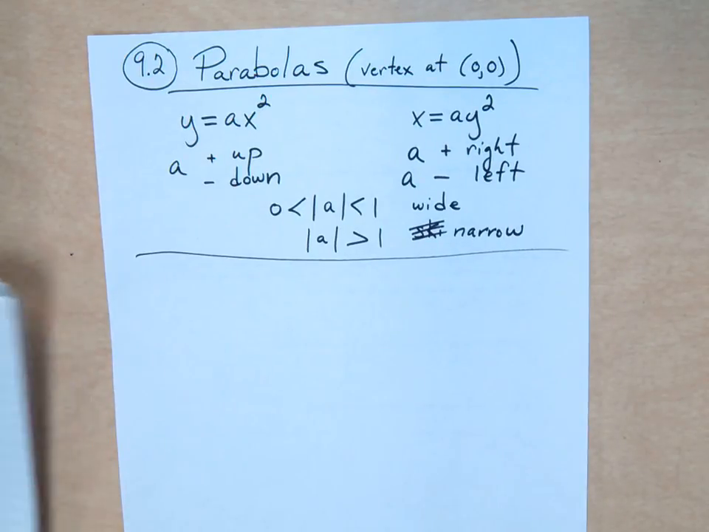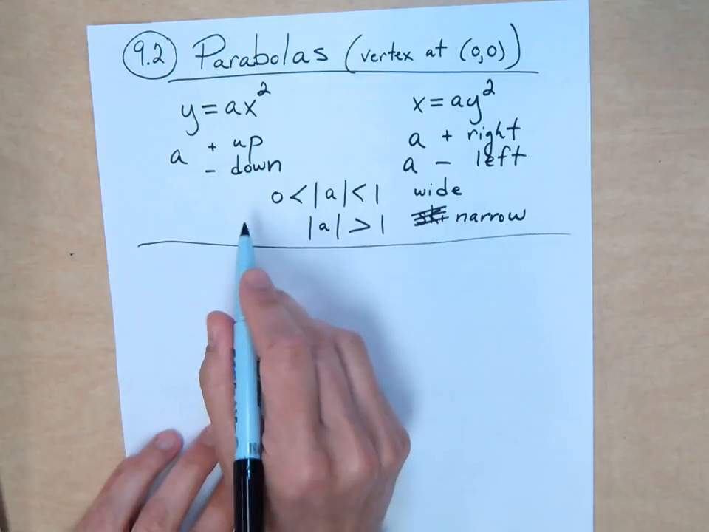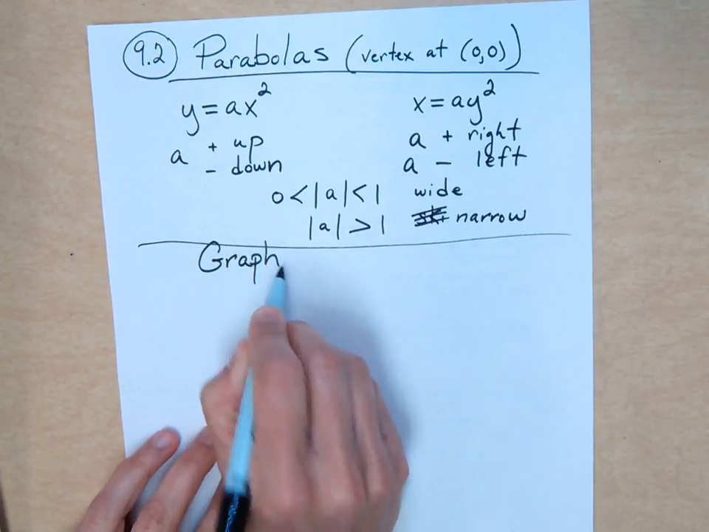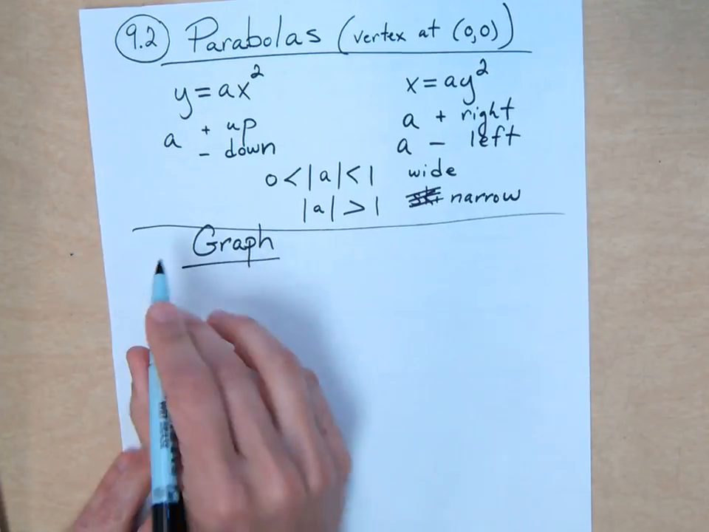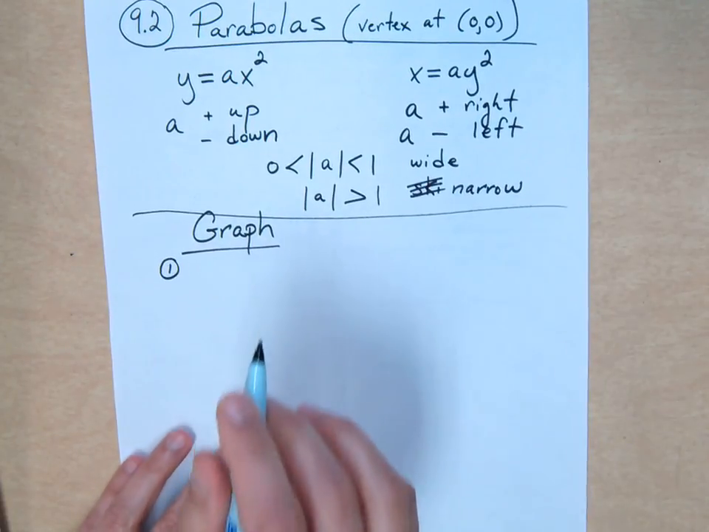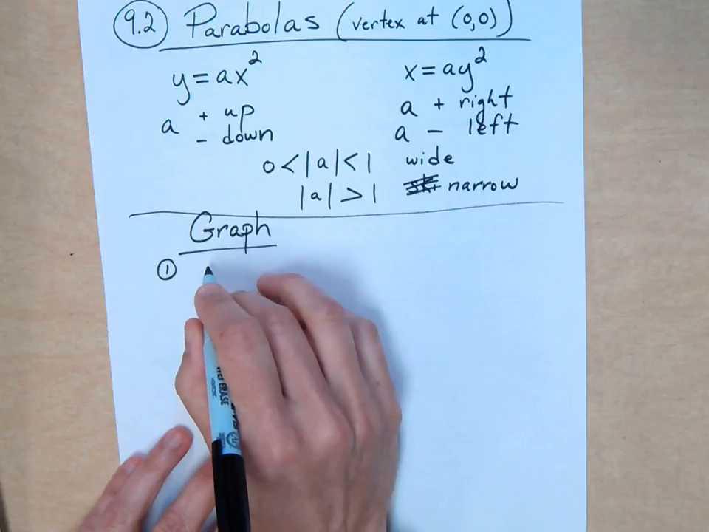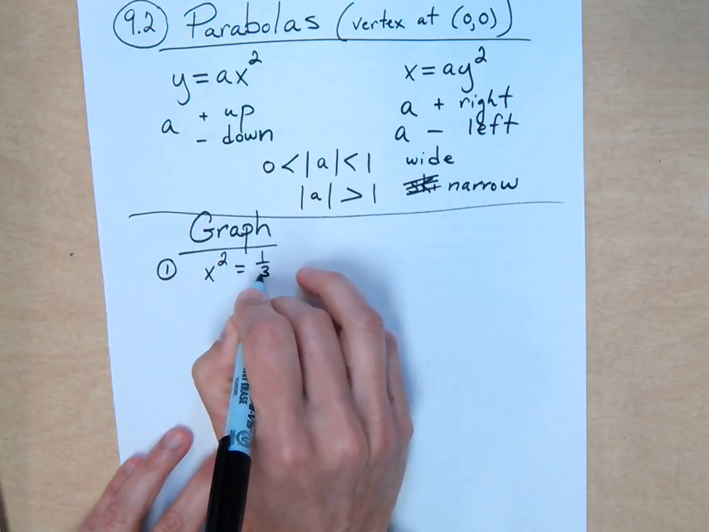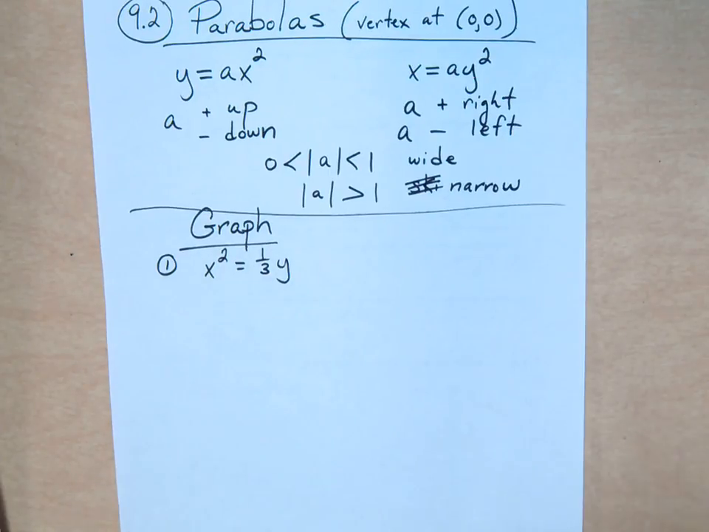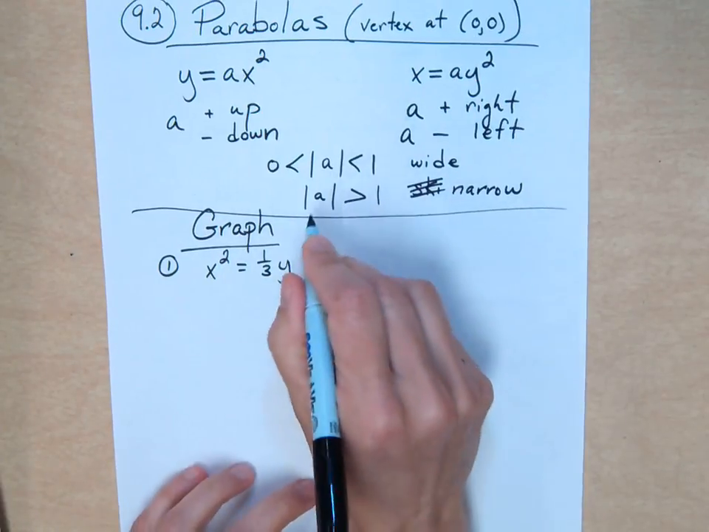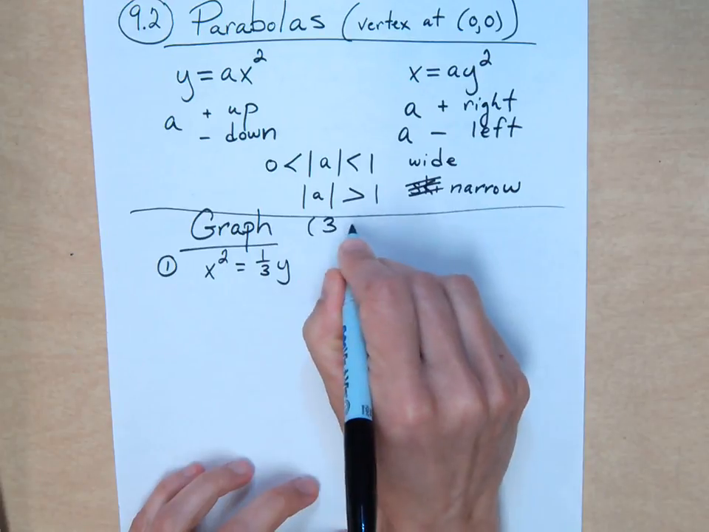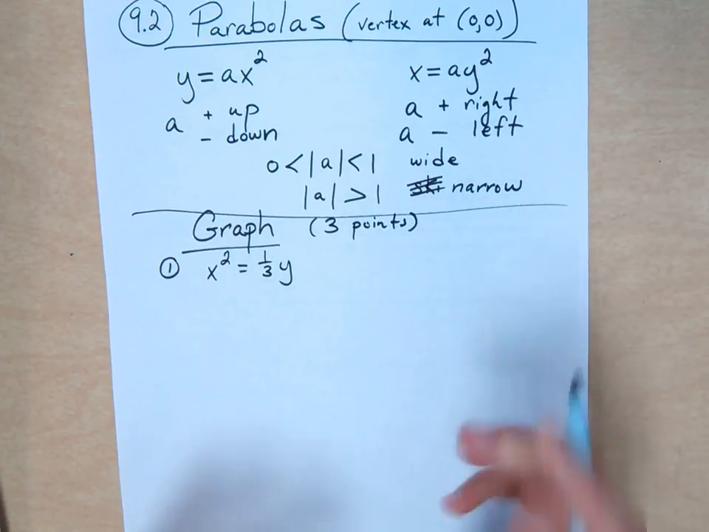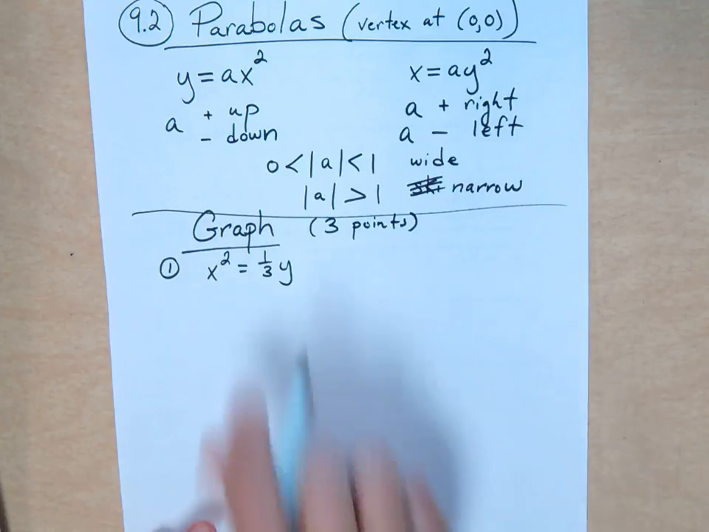So we'll do 4 examples that open each direction, and I'll show you the easiest way that I can think of to do this. Graph number 1, let's put it in a different form: x squared equals 1/3 y. And we want to graph that. All it requires is 3 clear points, and you already know one of them is the vertex at 0, 0. So that's taken care of.